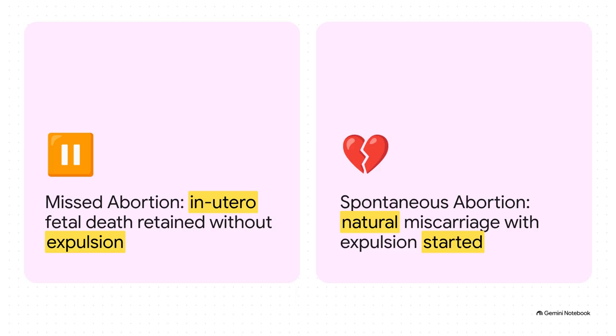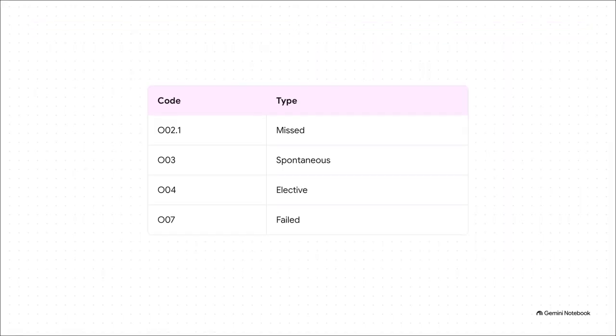And a quick heads up for O03. You must always specify if it's complete or incomplete, and whether it's complicated by something like a hemorrhage. Think of this breakdown as your foundational cheat sheet for the 4 major clinical types of abortion. O02.1 is your code for the missed abortion, while O03 is for the spontaneous abortion. Then we have category O04, which covers an encounter for an elective termination of pregnancy, meaning a legally induced termination.